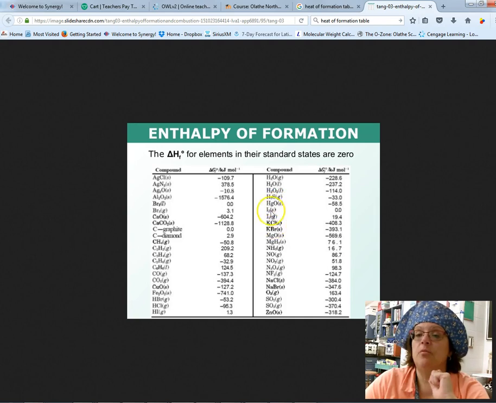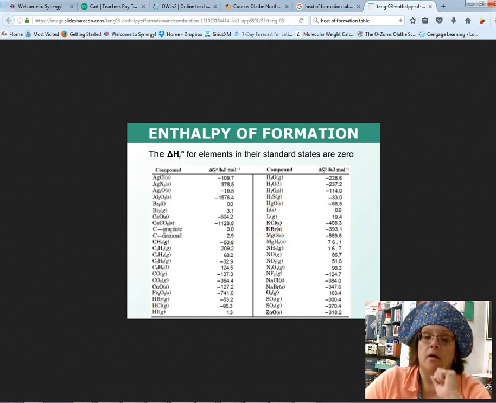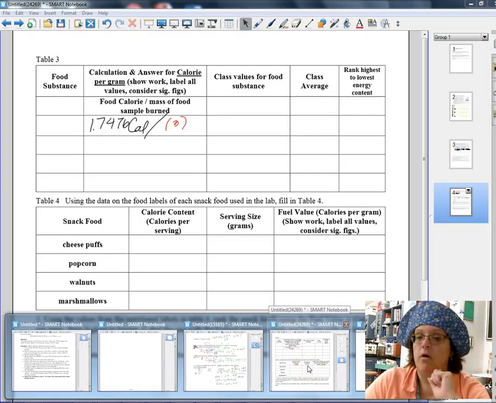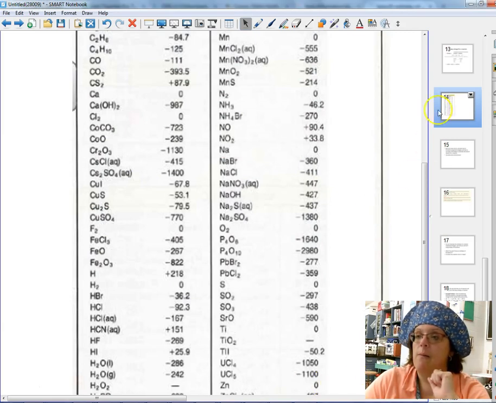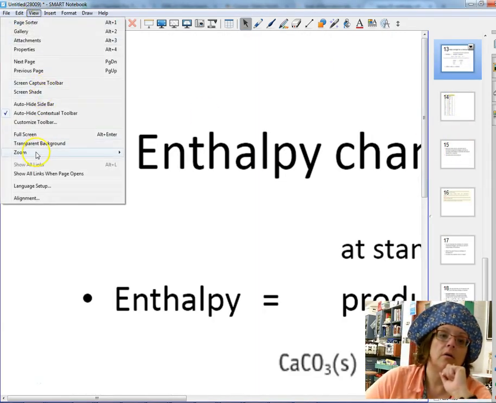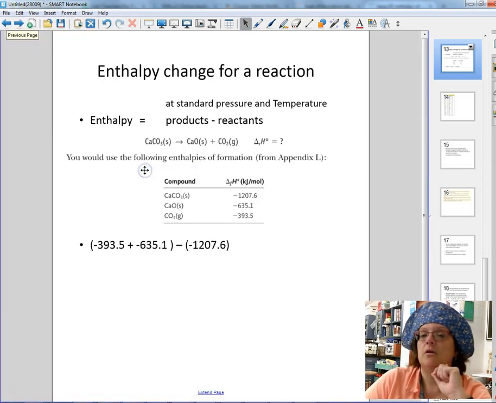Here's another example with iodine solid and iodine gas. All right, well, enough about that. Back to our show. It's not really a show.